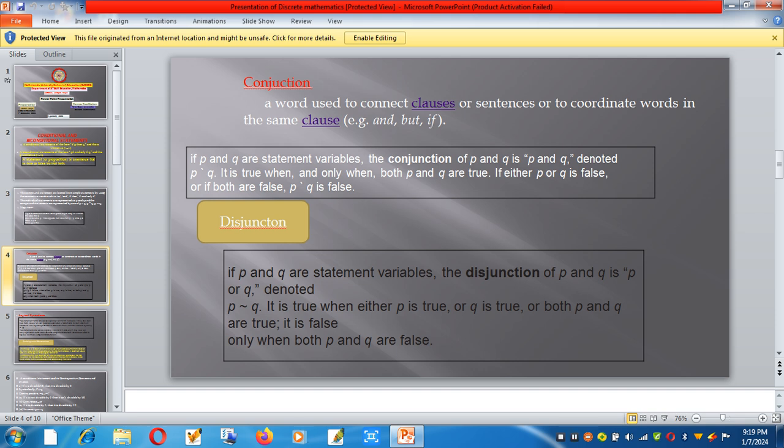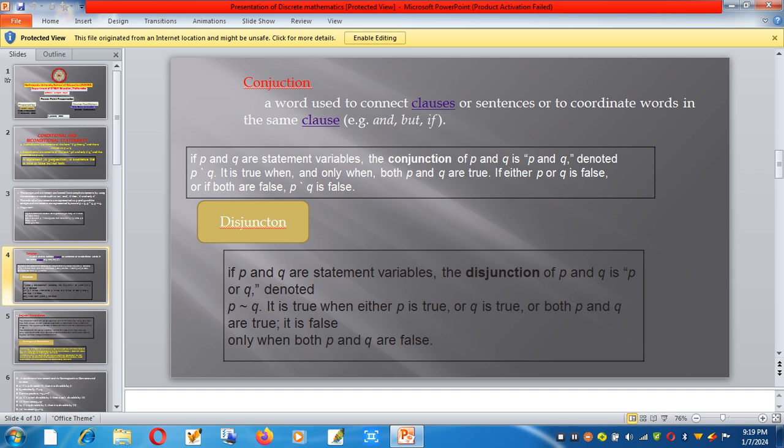Now disjunction. If P and Q are statement variables, the disjunction of P and Q is P or Q, denoted P or Q. It is true when either P is true or Q is true, or both P and Q are true. It is false only when both P and Q are false.